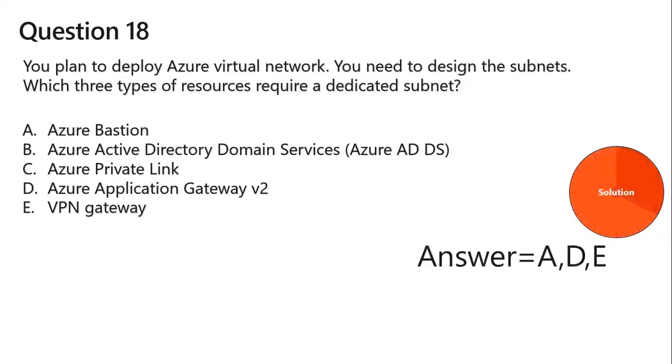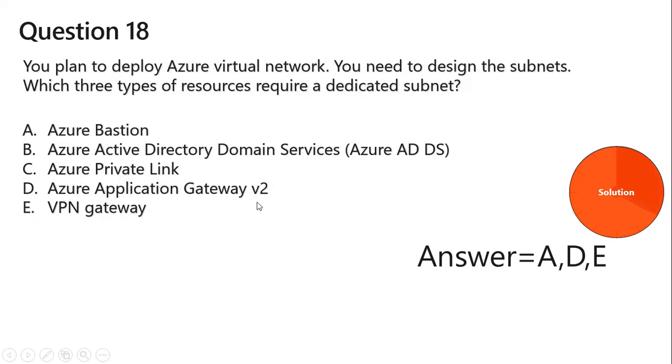So for this question, the correct answer is going to be A, D, and E: Azure Bastion, Azure Application Gateway, and the VPN gateway over there. So that is going to be the correct answer. We have to create the Azure Bastion subnet, the gateway subnet, and the application gateway subnet over there.